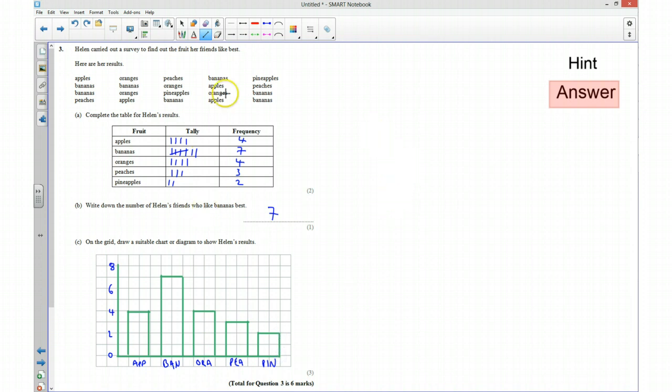And there we go, there's my bar chart. I might want to just label this here as frequency, and over here this is going to be the fruit. Okay, and there you go. So that was a total of 6 marks for that question.